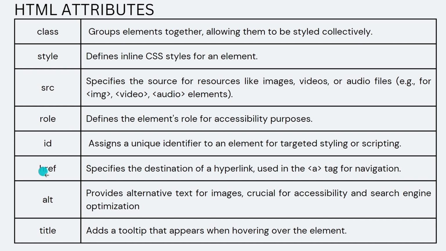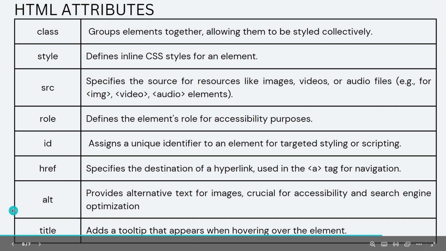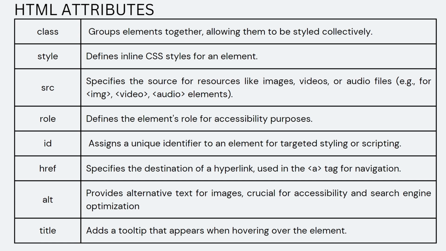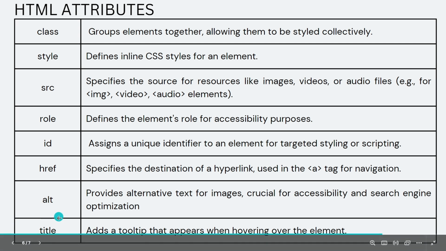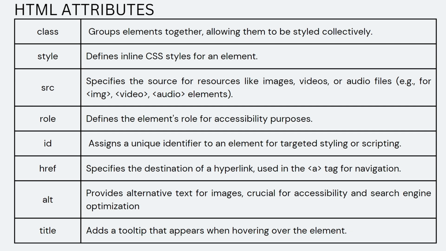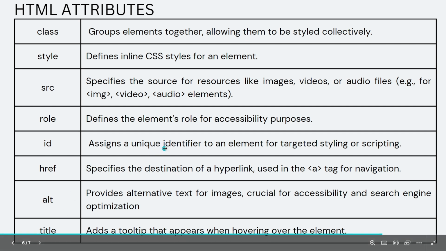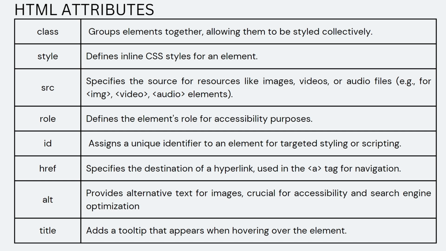Okay, then href is the hyperlink that we use in a tag. Alt is used if, suppose, the image is not loaded, or the content that we had provided in the image tag is not loaded, then we can use an alternative source for that. So in that way we can use the alt attribute. Title appears as a tooltip. When we hover over a particular element, then that text will be displayed below it. Okay, so these are the HTML attributes. Let's see them in the code.